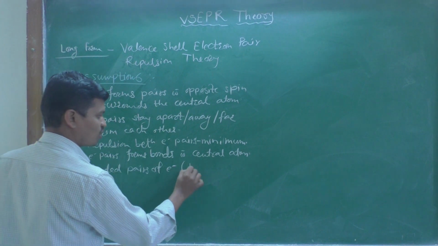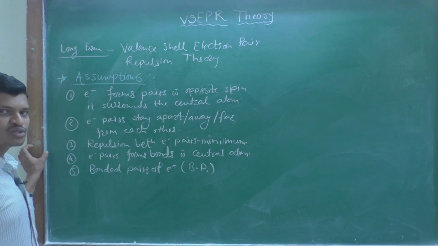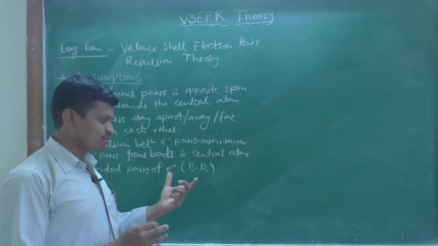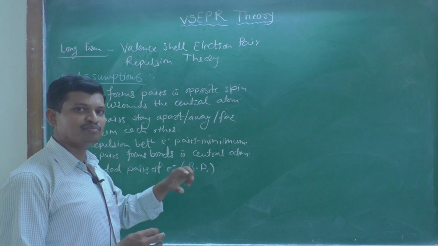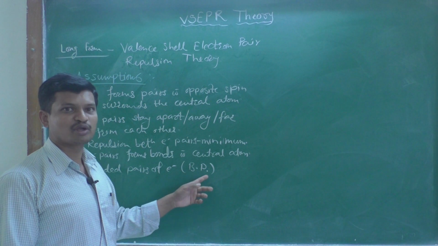Okay, in short we call it a BP, bonded pair of electrons. These electron pairs are nothing but the pairs of electrons between the central atom and the peripheral atoms which are forming bonds between them. They are called bonded pairs of electrons.